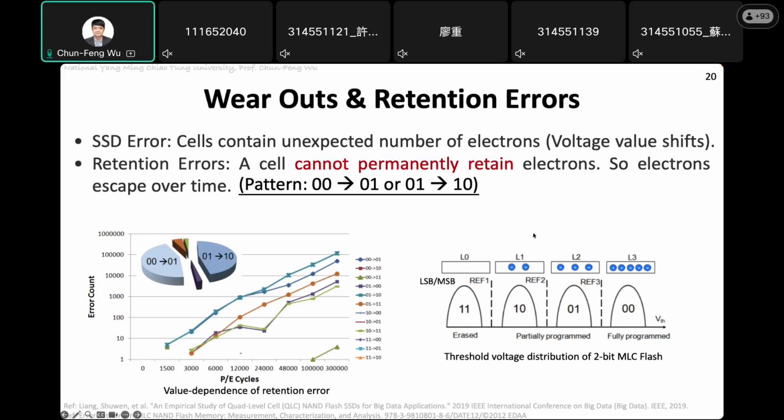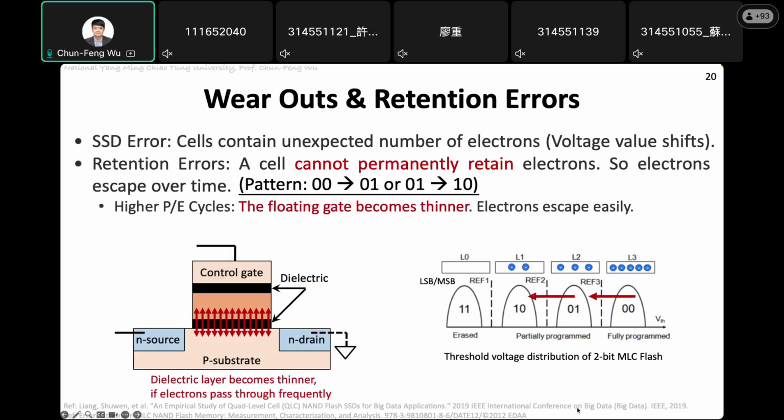The second highest error count happens when 01 goes back to 10. So this is the pattern, just to let you know: because the dielectric layer becomes thinner, those electrons will flee off. So like this.